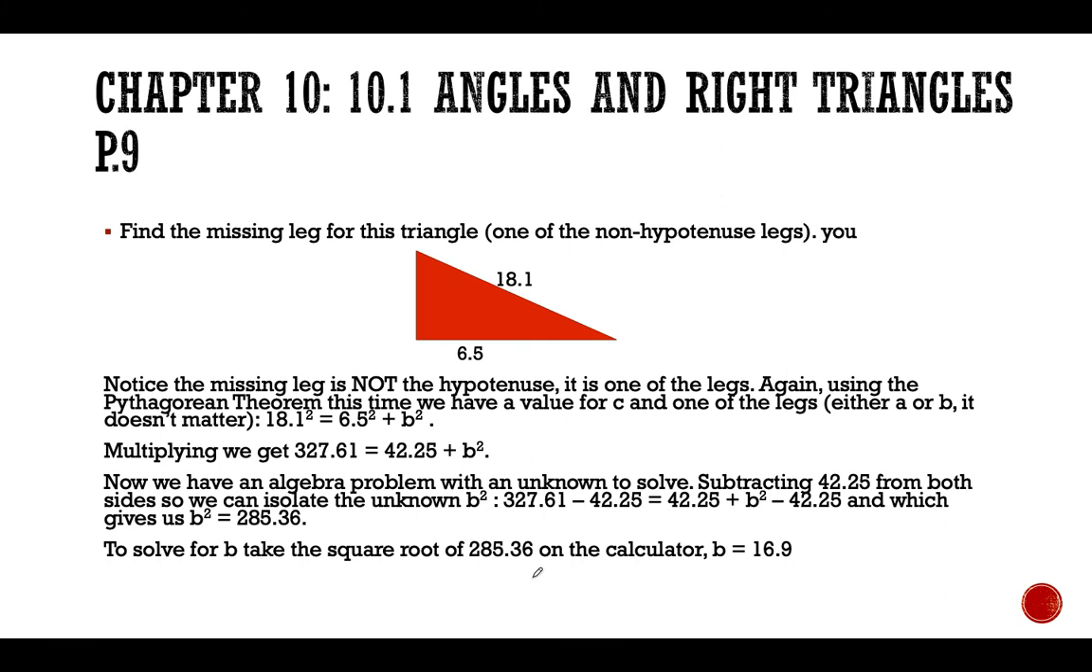And that gives us B squared equals 285.36. To solve for B, we have to take the square root of both sides. We take the square root of 285.36 and we get 16.9. So we have a solution. B equals 16.9.